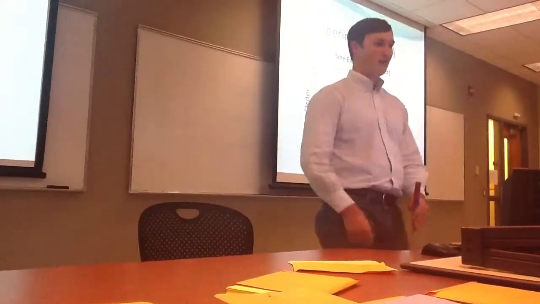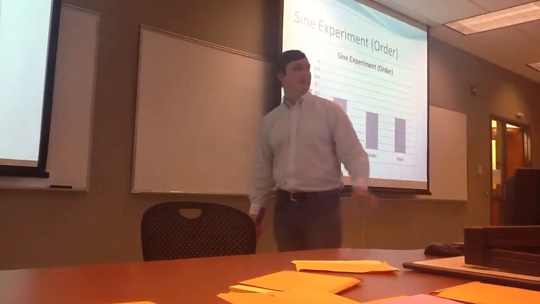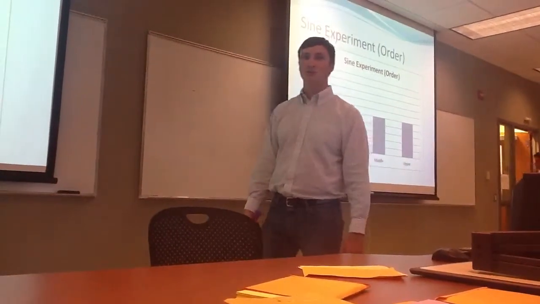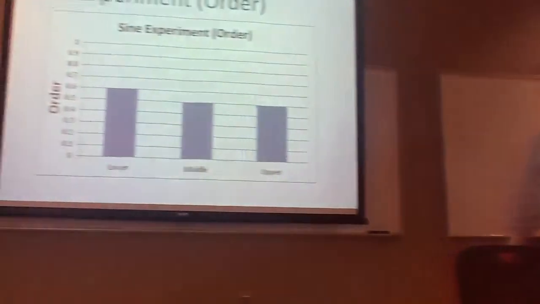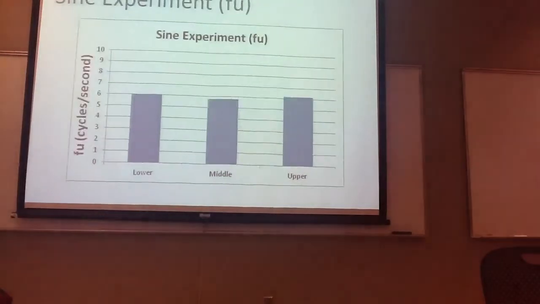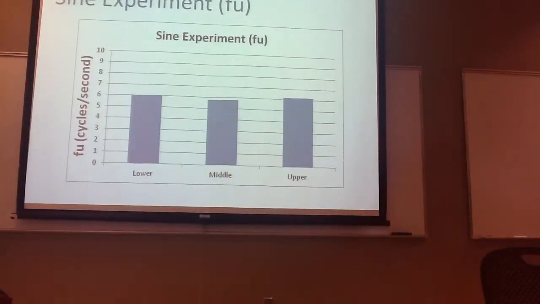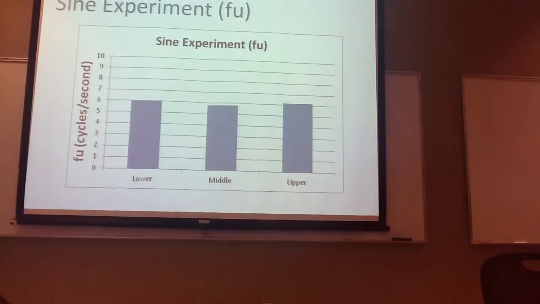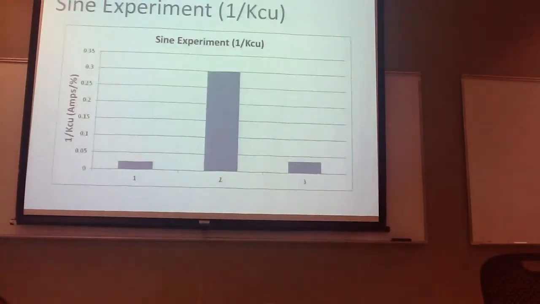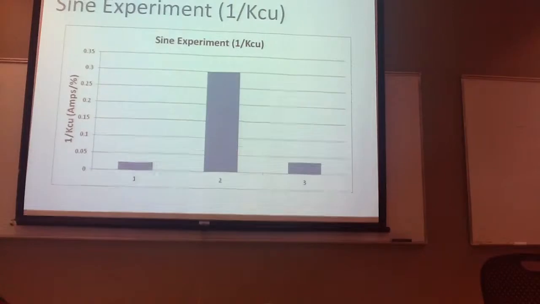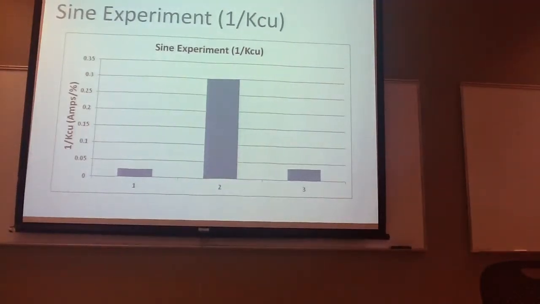So here's a model of the orders of all three groups, which span from 1 to 4 amps. The order is somewhat consistent across the board, as well as the FU, which is the cycles per second. They are somewhat close. But for the one over the KCU, the mid-range was the one that was slightly off compared to the lower range and the upper range.